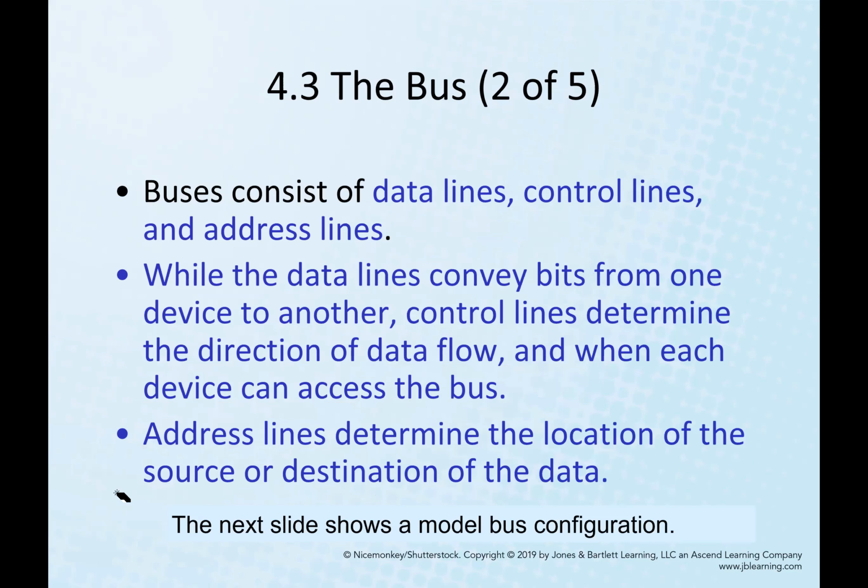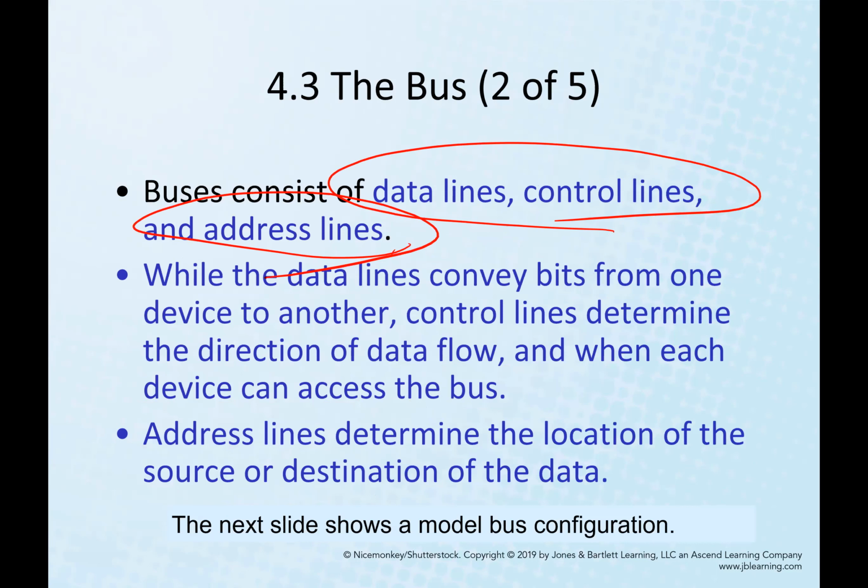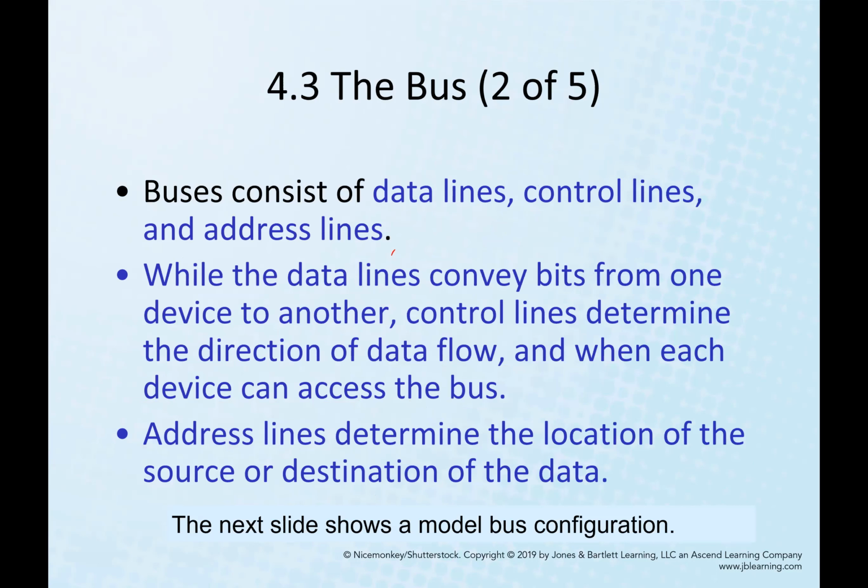Okay, what are the components of each bus? Each bus needs to have data lines which send the data. It needs to have control lines, and it also should have address lines. What is a data line? Of course, the data line carries data. The data will be transferred from one point to the other point.